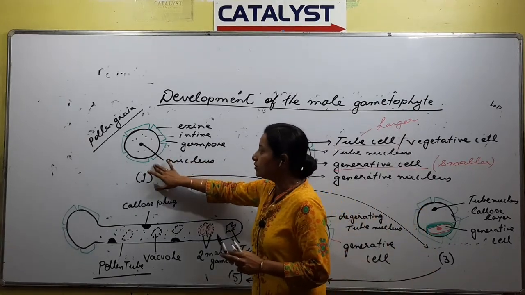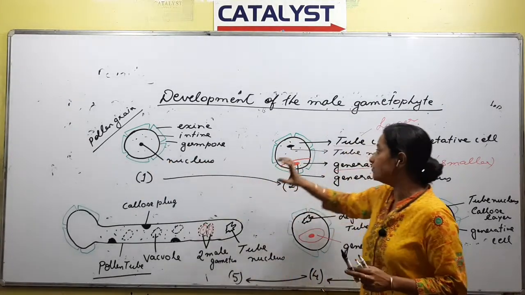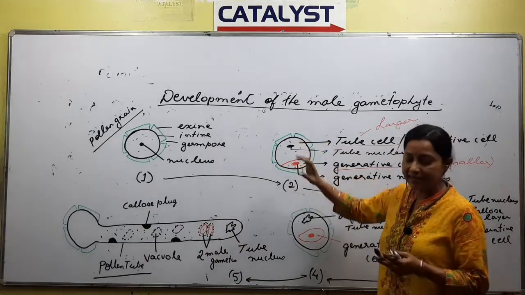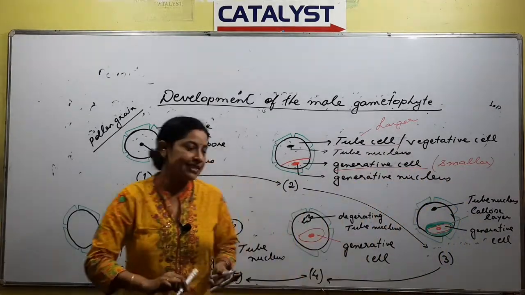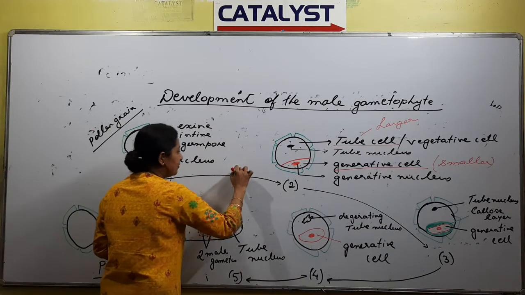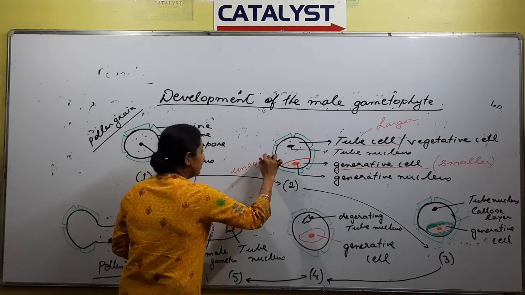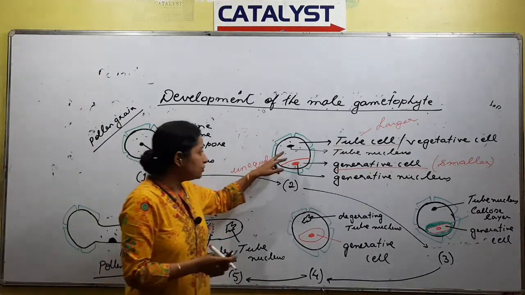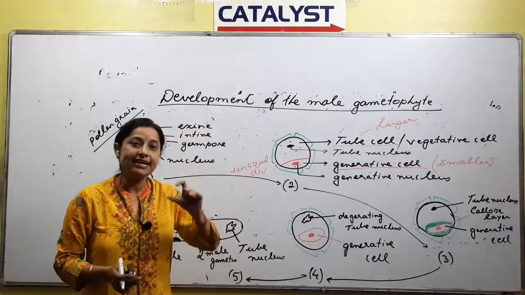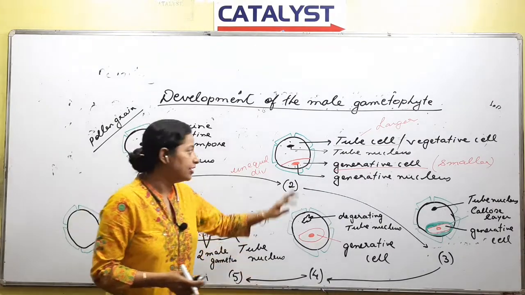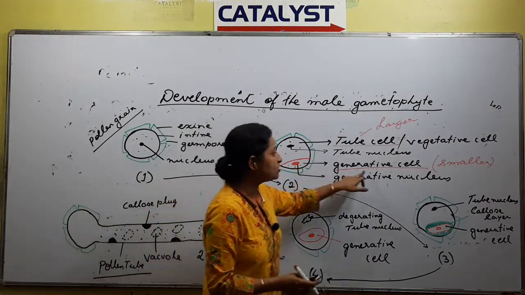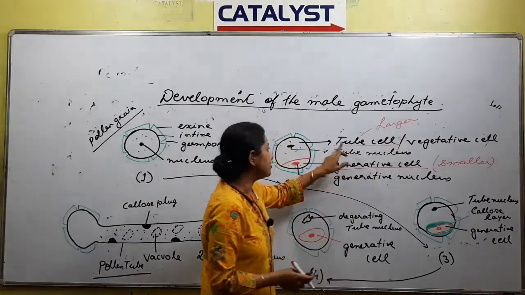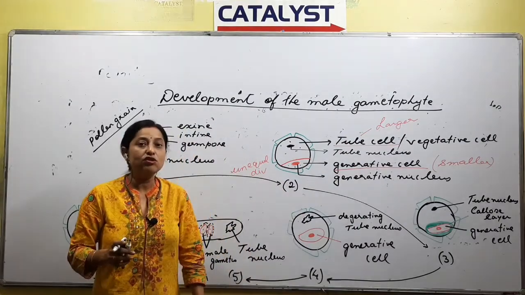The microspore divides, and this division is always an unequal division. One cell will divide, and it is always an unequal division. And why are we using the word unequal division? Because of the two cells that form, one cell will be smaller and the other cell would be larger. We need to remember the smaller cell is called the generative cell and the larger cell is called the tube cell. The tube cell is also called the vegetative cell.